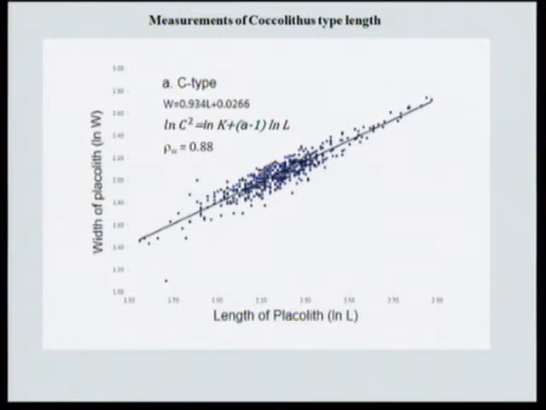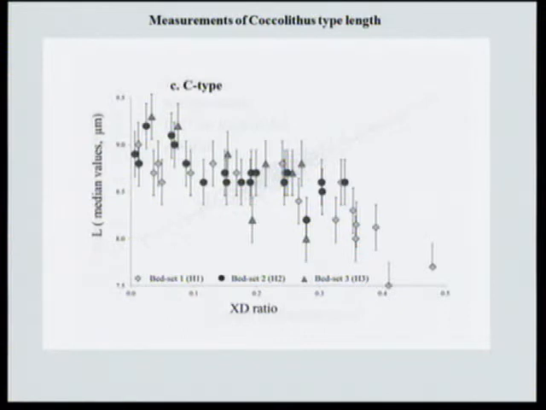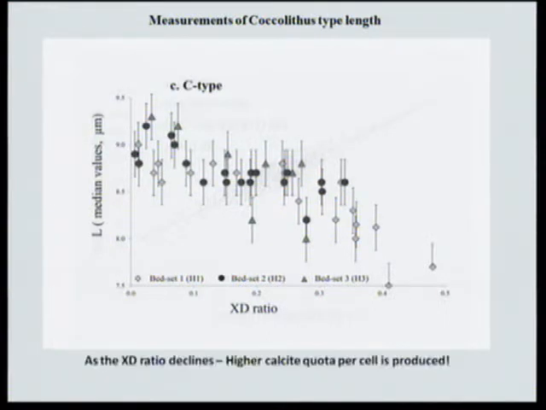But if not, they are twisted. And the answer is, they're not twisted. They just grow. And more than this, if it is projected against the XD ratio, when the XD ratio is at its lowest, you remember the trophic level is at its lowest value, you will have the largest carbonate producers. They produce more carbonate when the trophic level is very low. So as the XD ratio declines, higher calcite quota per cell is produced.